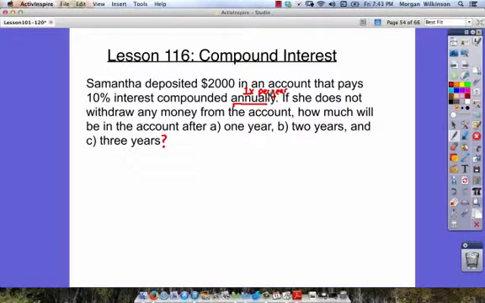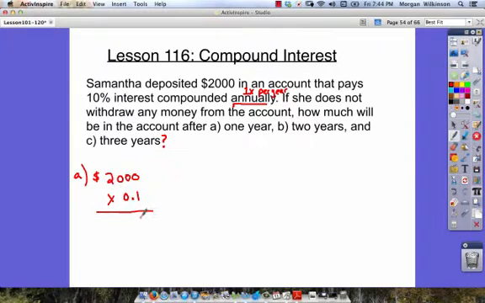Now in this case, Samantha deposited $2,000. And she gets paid 10% interest, compounded 1 time per year, annually. If she doesn't draw any money from the account, so if she doesn't take any out, how much will be in the account after 1 year? So for problem A, we've got to find out what 10% of 2,000 is. So in order to do that, we're going to multiply 2,000 times 10%, that's 10 hundredths, which is the same as 0.1, or 1/10, and we can find our answer.